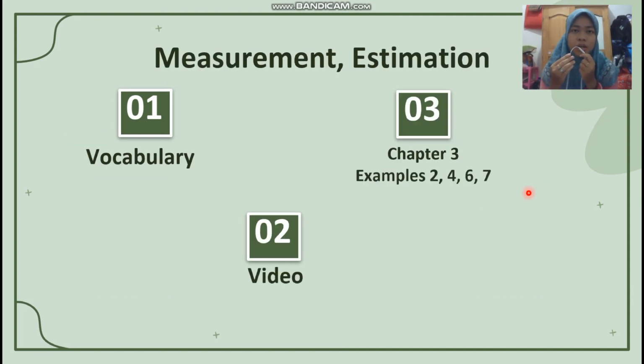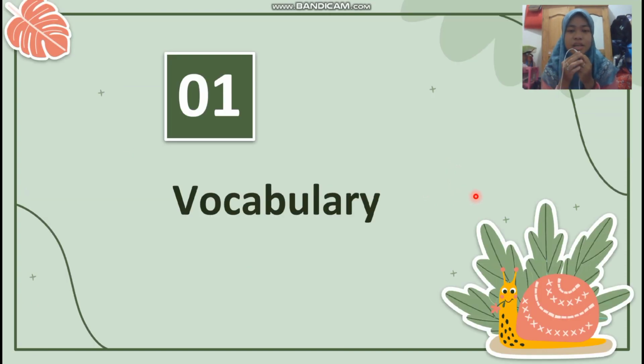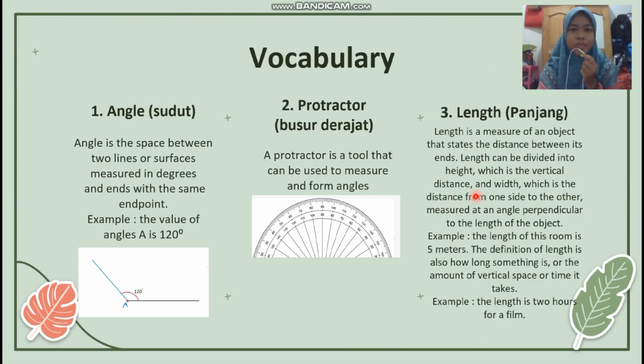Here I will explain about vocabulary, a video, and chapter 3, examples 2, 4, 6, and 7. The first I will explain about vocabulary. The first is angle, which means sudut. Angle is the space between two lines or surfaces measured in degrees and ends with the same endpoint. Example, the value of angle A is 120 degrees, and this is the angle.